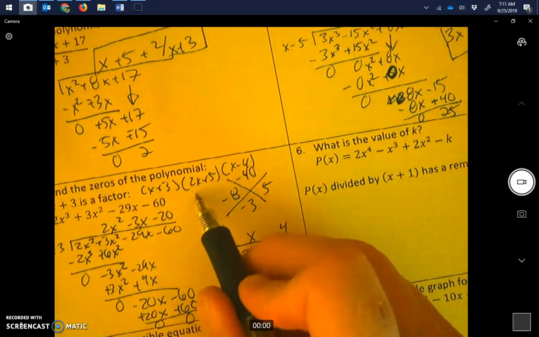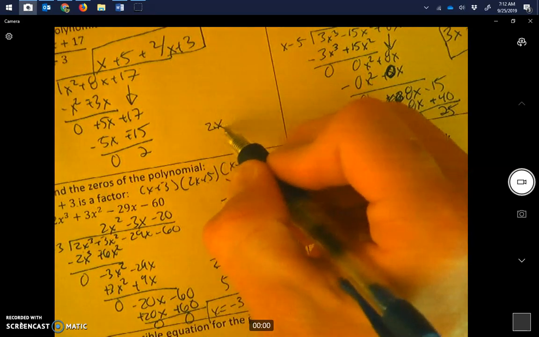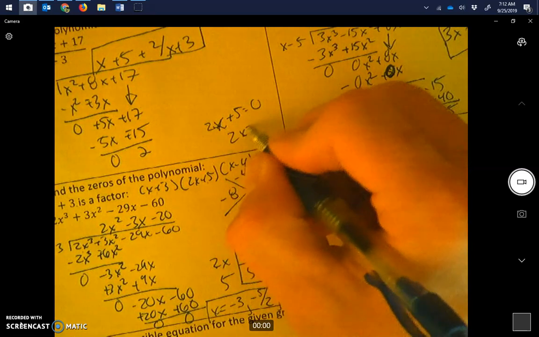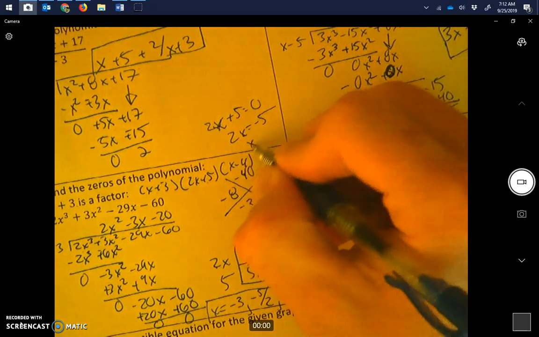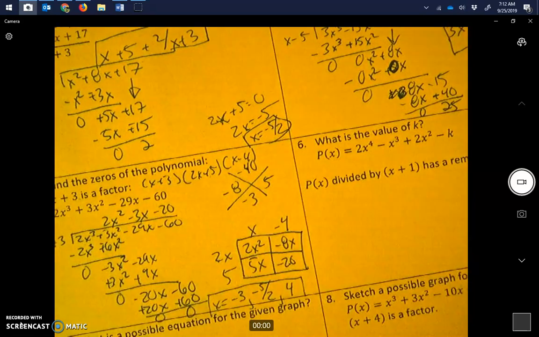All right, remember, you're setting these to equal 0. So 2x plus 5 is equal to 0. I'll do it right here. We subtract 5, so we get 2x equals negative 5. And we divide by 2, we get x equal to negative 5 over 2. That's how we got that one in the middle.